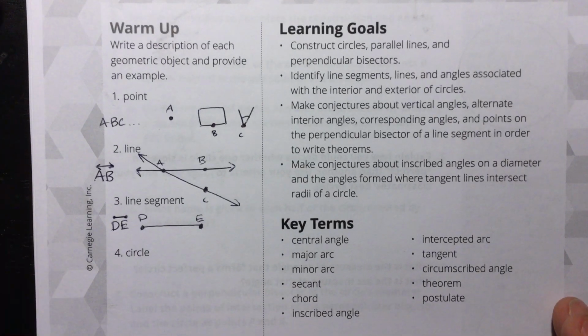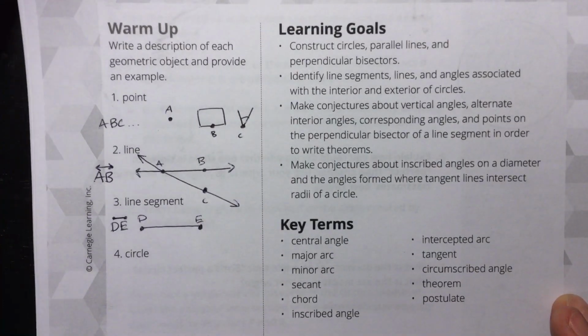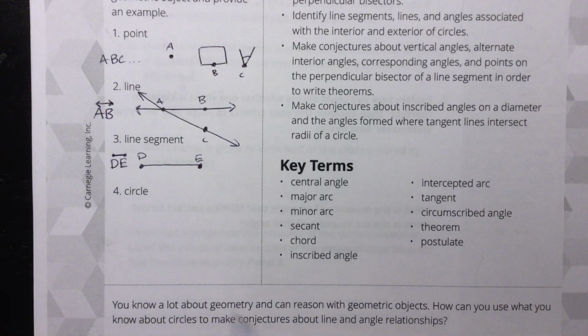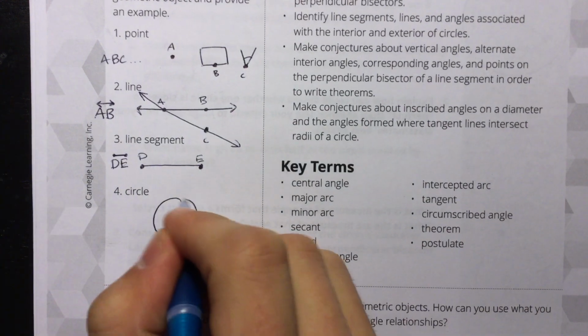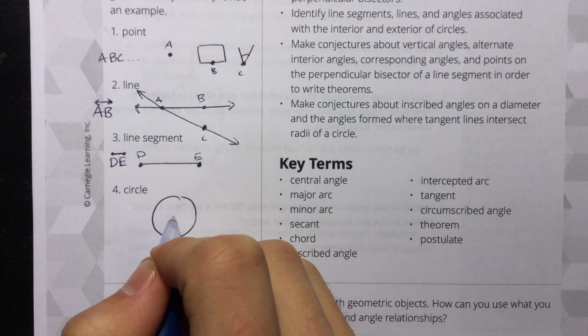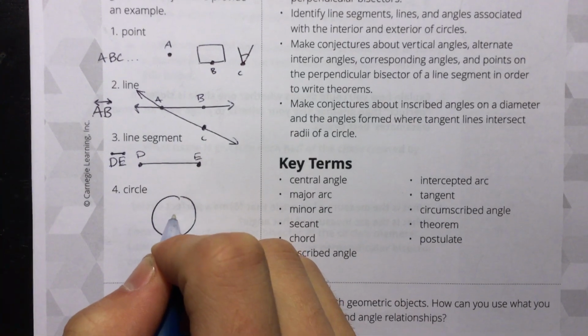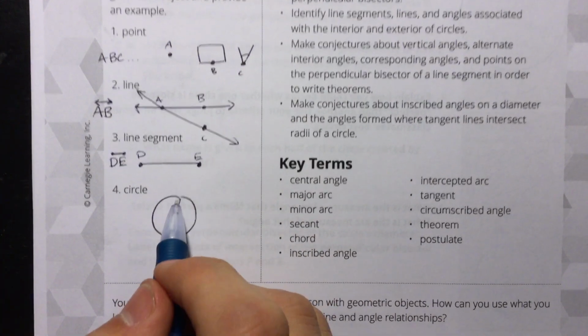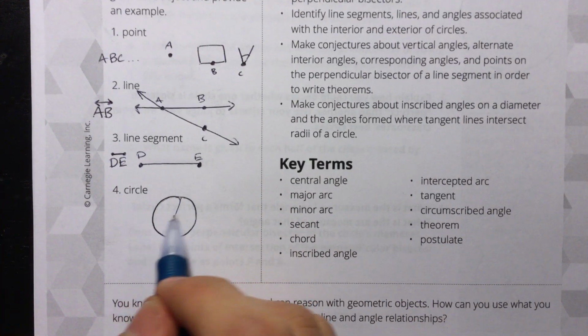Okay, and a circle now. Describe the geometric object and provide an example. For the definition of a circle, we can get really wordy with it, or if you want, we could just draw a circle. We know what that is. If you wanted to get really technical, and you don't have to write this down, a circle is essentially a curve that is created by rotating something equidistant around 1 point.